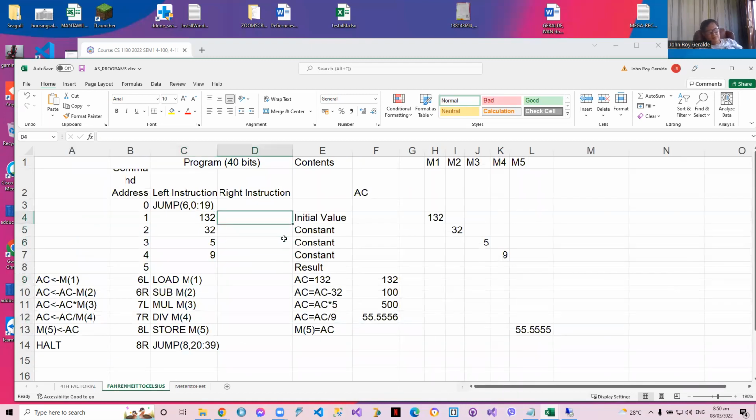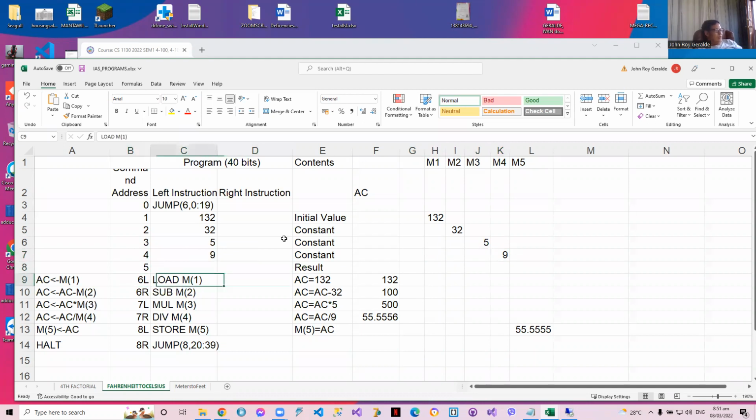Okay. Same ano? So 132 we are going to store in Celsius. So we jump 60 to 19 because 6L is the first command. What follows after 0 are data. So the initial value is 132. This is the constant multiplier, the divisor, and the aso na una M3, times 5 over 9 pala, no? Tama ba? Times 9 over 5. Times 5 over 9. Sorry, times 5 over 9.